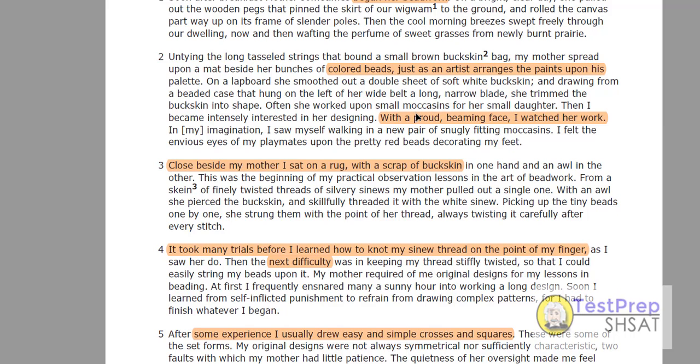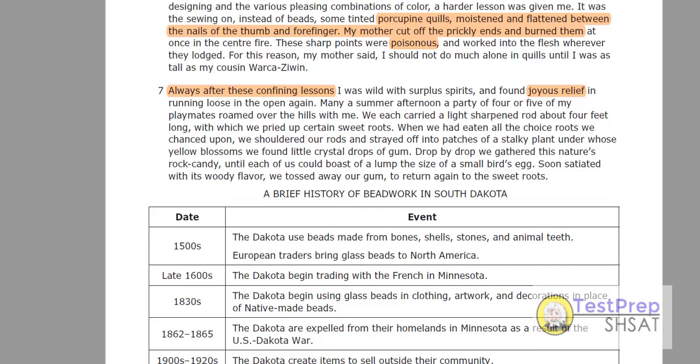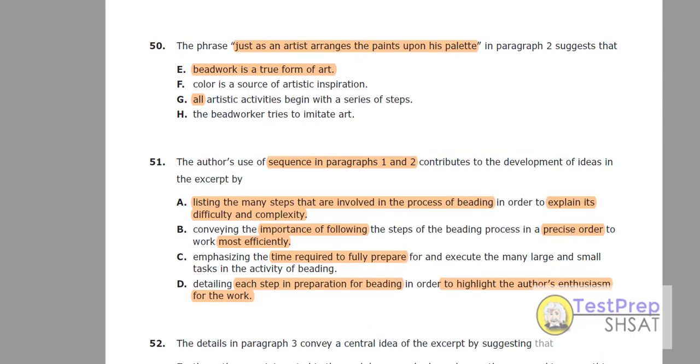But I do see, after this full listing, which is sequential, not a chronology, then I became interested in her designing. The daughter is proud with a beaming face as she watches her work. So the end result of all this sequential information is the daughter's proud to watch her work. I think that indicates the answer must be D, to highlight the author's enthusiasm for the work. That's the result of the sequencing. It is not A, explaining the difficulty, and there are no words in the text that really indicate that. So D is the correct answer for 51.